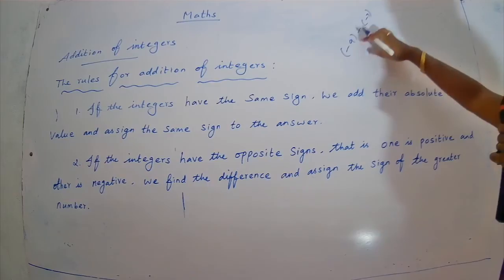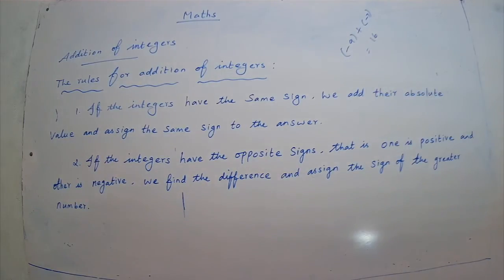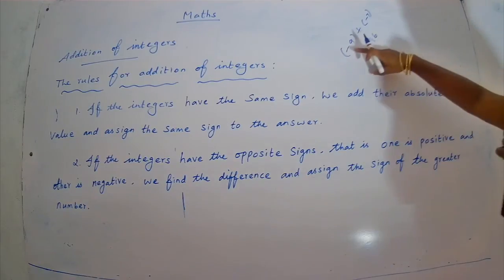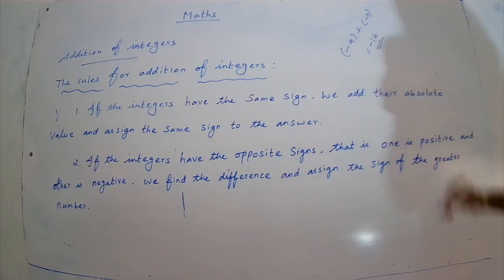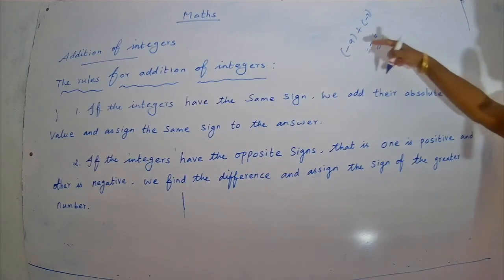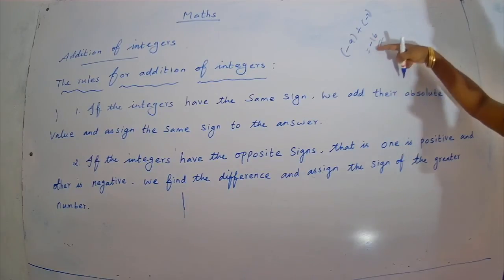9 plus 7 is equal to 16. We add the absolute value and assign the same sign to the answer. What is the sign of these numbers? Minus. So your answer is minus 16. The rule: if the integers have the same sign, we add the absolute value and assign the same sign to the answer. For example, minus 9 plus minus 7 is minus 16.